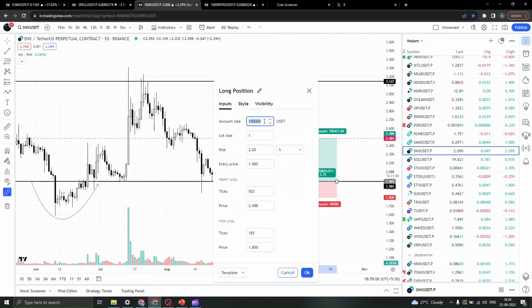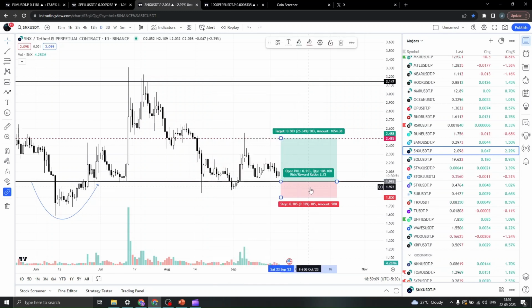Now we can also calculate how much profit and loss we are going to make. We can go to the settings, we can set here our account size, suppose $1,000. Suppose I'm taking 2% risk. Then we can also see how much amount we are going to gain and lose if our trade goes in profit and if our trade goes in loss.